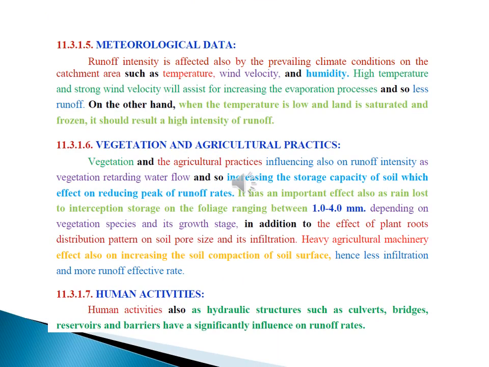Look, my dear, meteorological data. Really, runoff intensity is also affected by the prevailing climate conditions on the catchment area, such as temperature, wind velocity, and humidity. Also, vegetation and agricultural practice influence runoff intensity, as vegetation retards water flow and so increases the storage capacity of soil, which reduces the peak of runoff rates. Also, human activity such as hydraulic structures, including culverts, bridges, reservoirs, and barriers, has a significant influence on runoff rates.